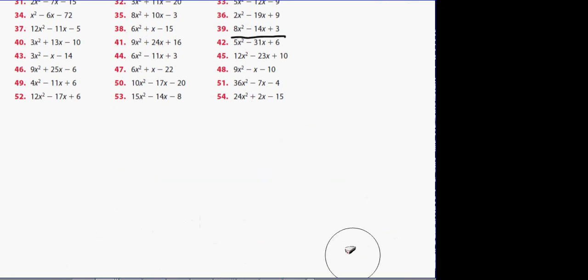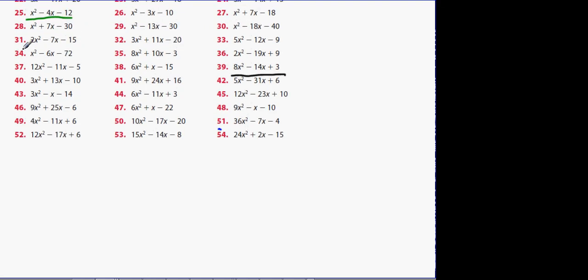Okay guys, look at this one here. This one here now, this is easy. Actually, no, we won't go for one like that. We'll go for something a bit smaller in size. We'll go for this one here, number 31. Okay, ready? Number 31 says the following. 2x squared minus 7x minus 15.